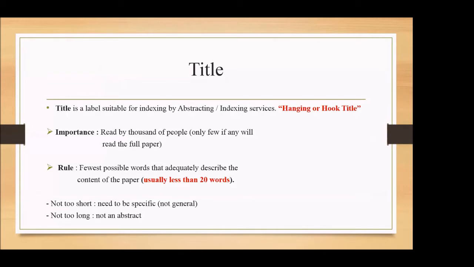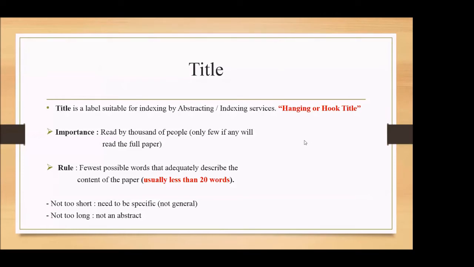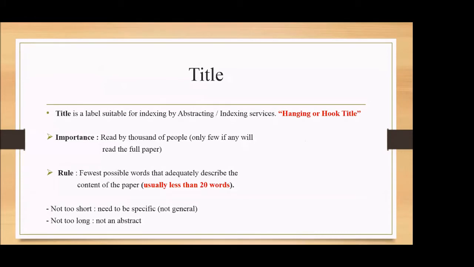The title is a label suitable for indexing by abstracting. It's a hook type. Usually, it's very hard to choose a title for an article because you need to look for a hook title, something catchy. Why is it important to choose a title?